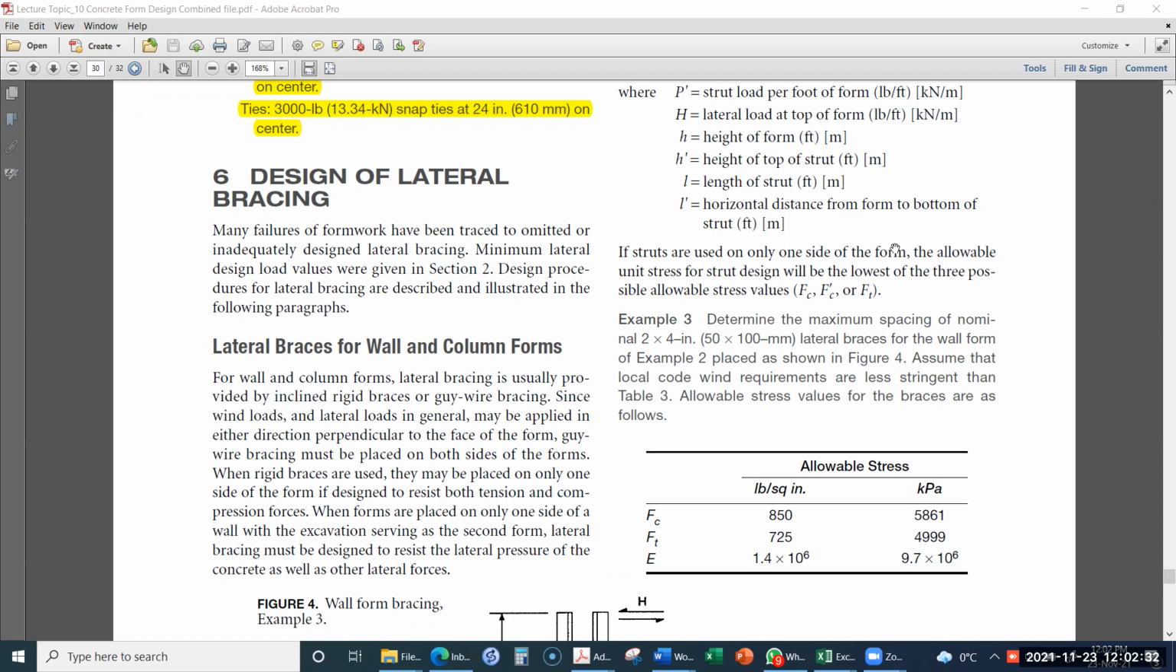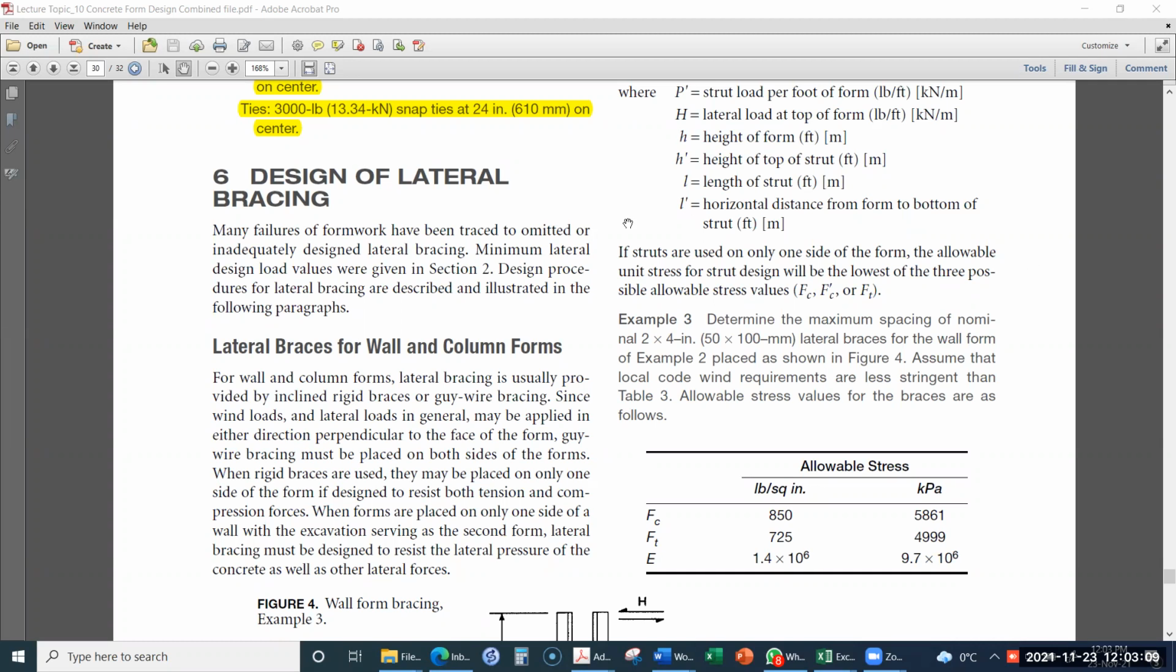So as you remember, we started this topic, concrete formwork design. In concrete formwork design, we have already had two lectures, which were on the formwork design for the beams and slabs, and then the formwork design for the walls and columns.